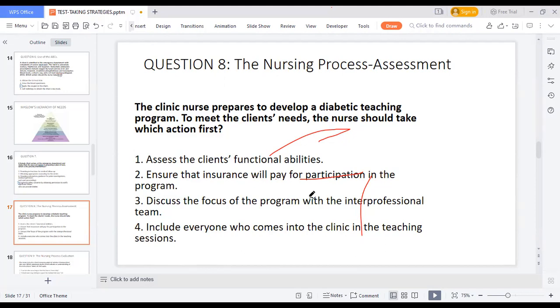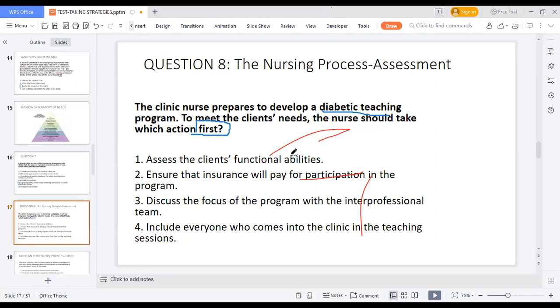The question reads, the clinic nurse prepares to develop a diabetic teaching program. To meet the client's needs, the nurse should take which action first? Strategic words that reflect assessment. We saw that, right? Strategic words that reflect assessment. Prioritization. So our client is a diabetic client, and we want to give teaching. So the priority says, what should we do first?